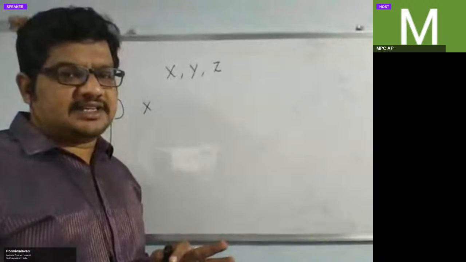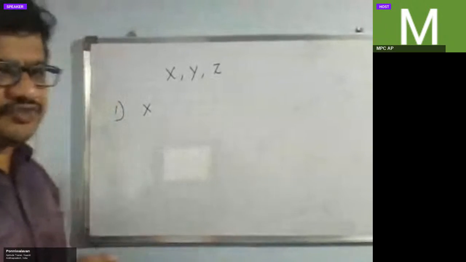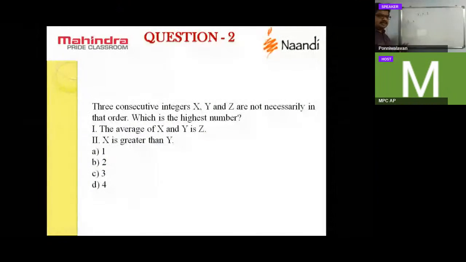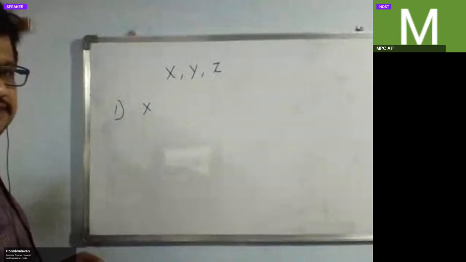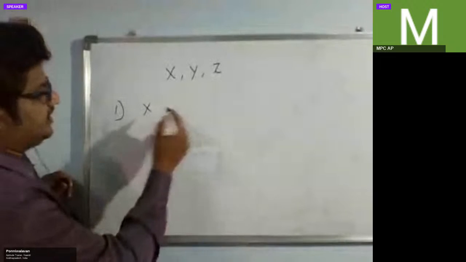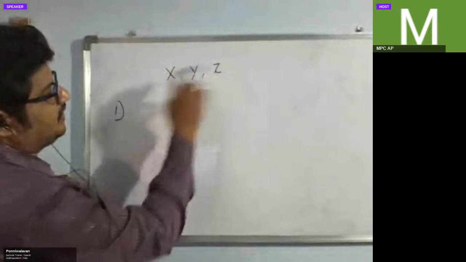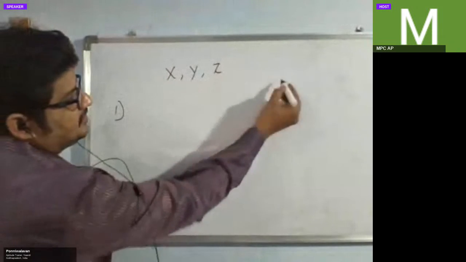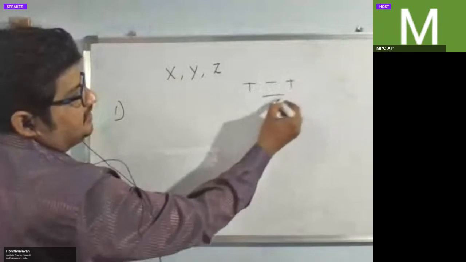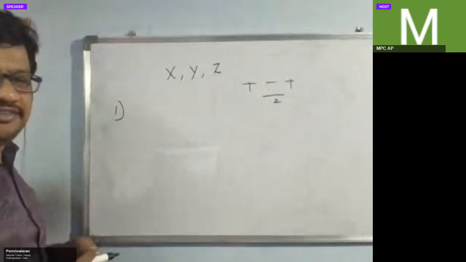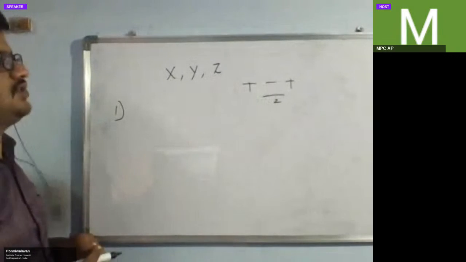Average for X and Y is Z. First statement: average for X and Y is Z. That means Z is the middle of X and Y. If it is continuous numbers, first number plus last number divided by 2 is the average, right?